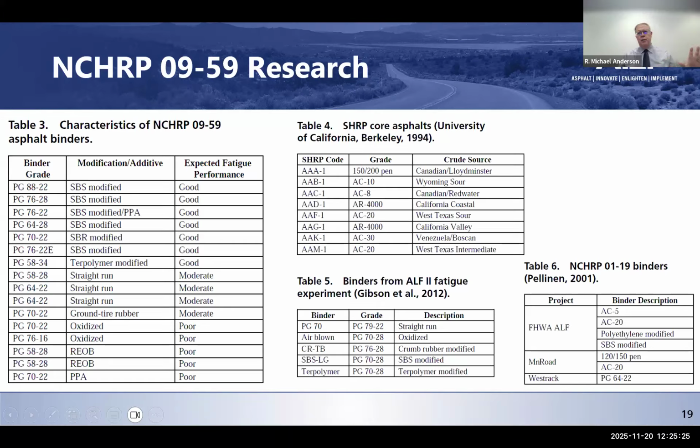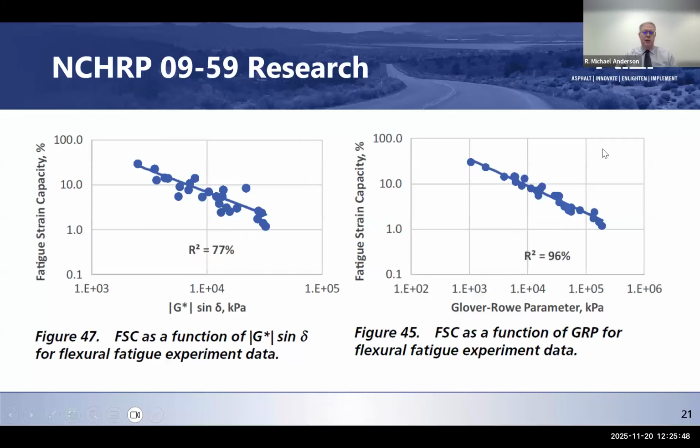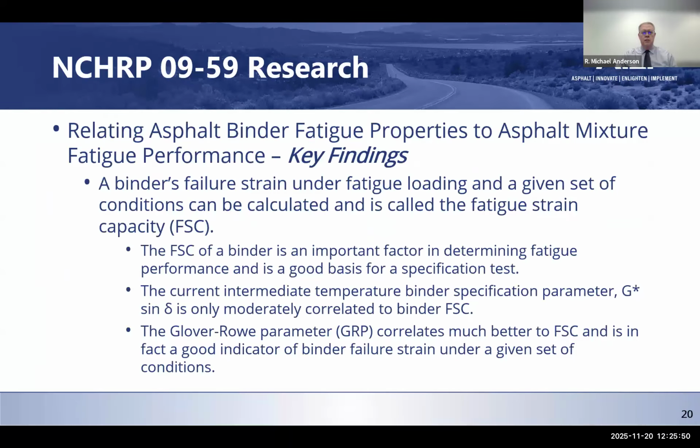Table 3 was kind of their principal set of binders that they studied, but it wasn't all of them. They looked at those on the far left, but then they also took a look at some older data and derived some information based on older testing that was done. Those are also shown in tables 4, 5, and 6 here, so you can get more information from those. Oops, I went ahead too quickly.